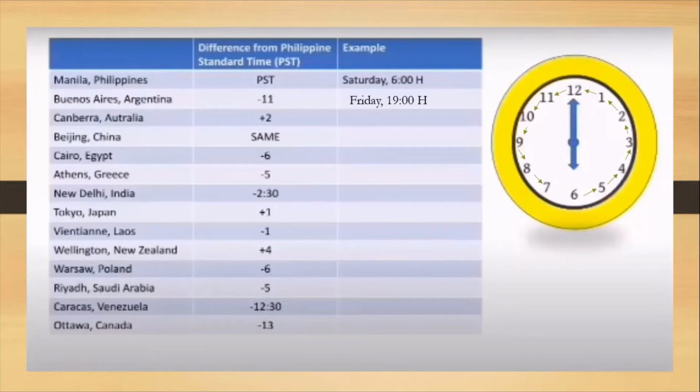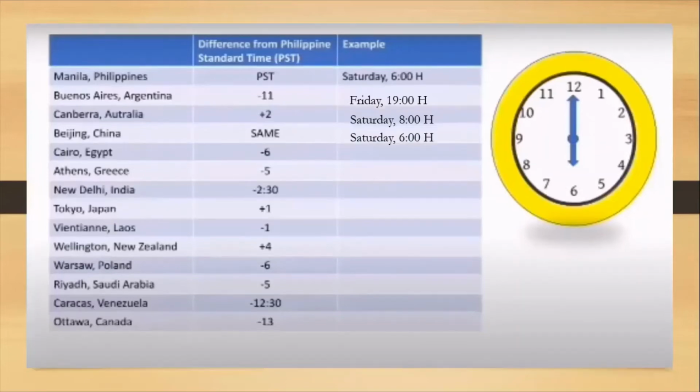How about Australia? They are advanced 2 hours. So all we have to do is move 2 hours from 6 a.m.: 1, 2. The time in Australia is 8 o'clock, or 8 a.m. For China, we are the same, so it is still 6 a.m. Saturday. For Egypt, they are delayed 6 hours.